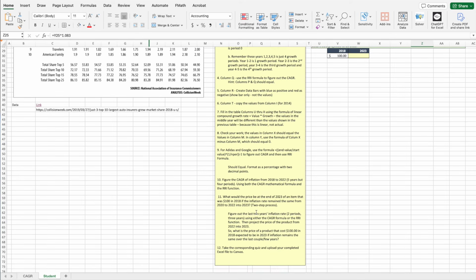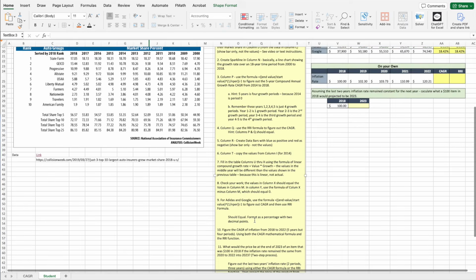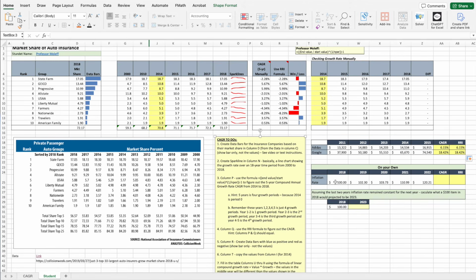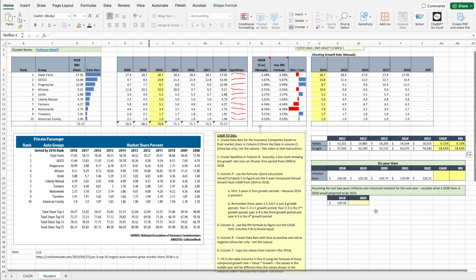So to give you a little bit more information, figuring out the last 2 years' inflation rate is 2 periods, which means we have to use 3 years. So you can either use this CAGR formula or the RRI function and project the price. So it's a 2-step process. You have to figure out what the inflation rate was the last 2 years, and then you have to add that to the cost of the item to figure out what that item would now cost in 2023. For the year 2023, we're way past 2023. So this is your on your own right here, and that's a 2-step process.